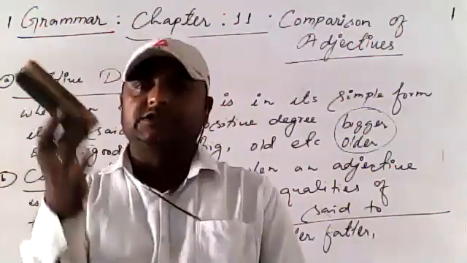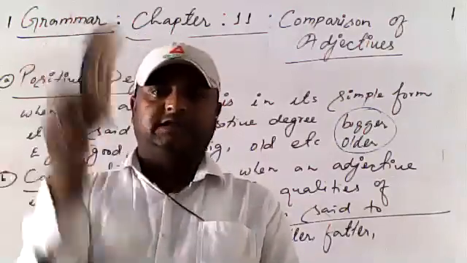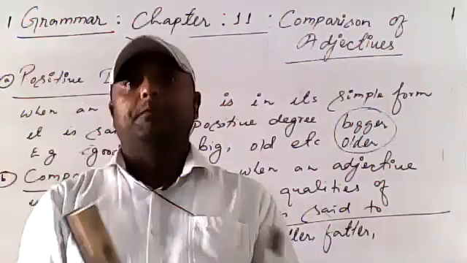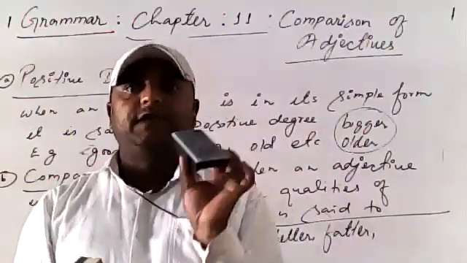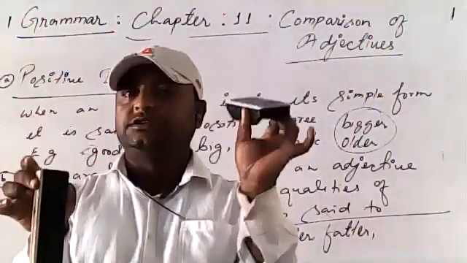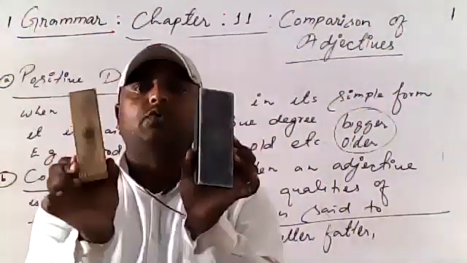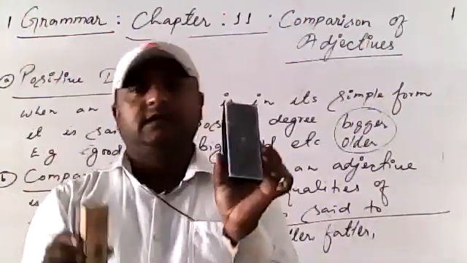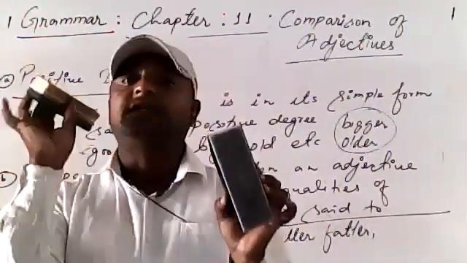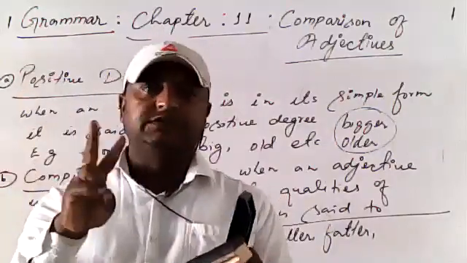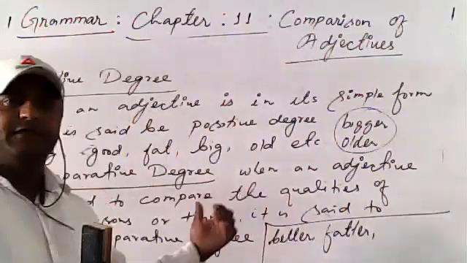Means agar hum pehli baar kisi single cheez ko dekhte hain to hum good keh sakte hain. It's good. Hum better nahi bolenge isko. We are not going to use here better. But if I use two things together, do nouns, this is also noun, this is also noun. In do nouns ko agar hum compare karenge, if we compare, so I can say this duster is better than this. Yes, means kya? Do logon ke beech mein jab comparison hota hai to us samay hum comparative degree use karte hain.